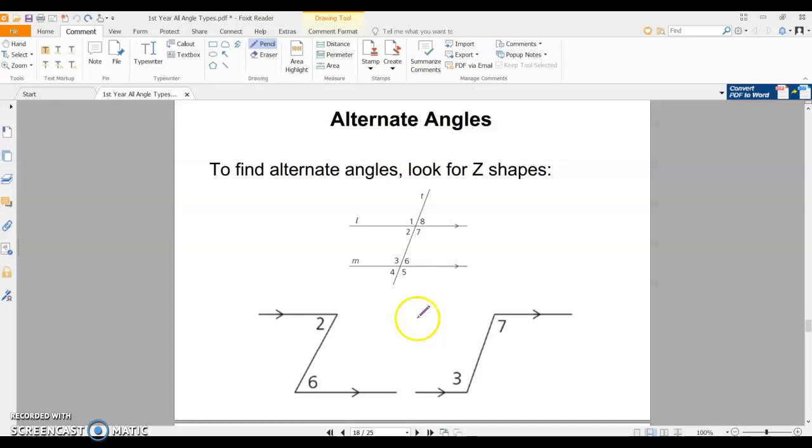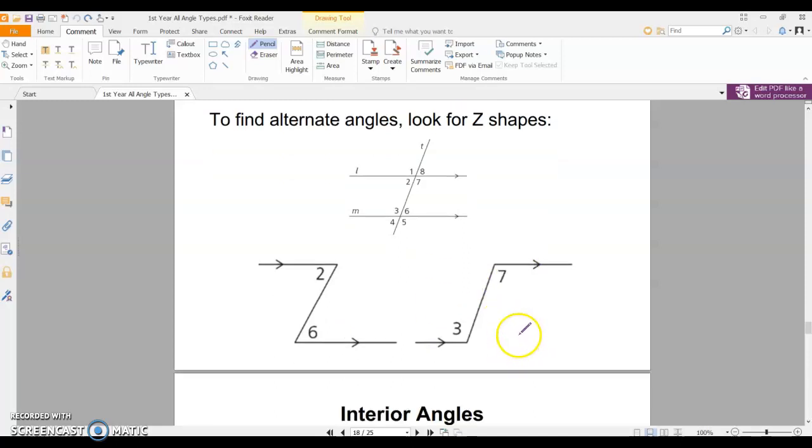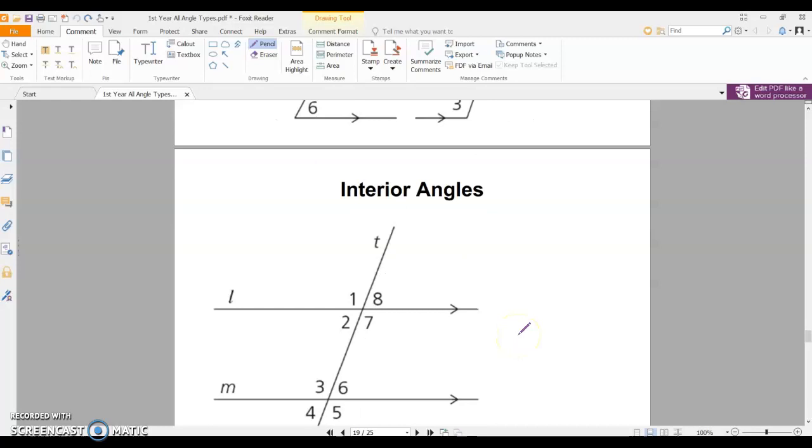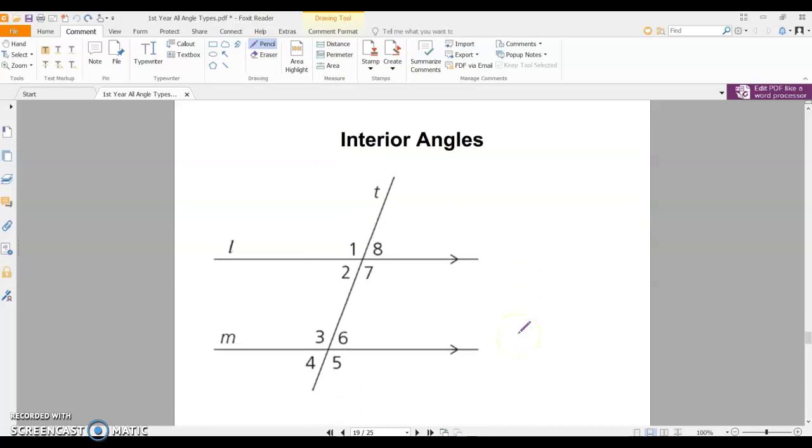So to find alternate angles, look for the Z shapes. There's my original diagram. There's the two pairs of alternate angles in that diagram. Again, I'll put these up for you. I would say corresponding and alternate are the two which come up more often. You're expected to see and expected to use more often. Interior angles, a little bit less so, but you do still need to know it.